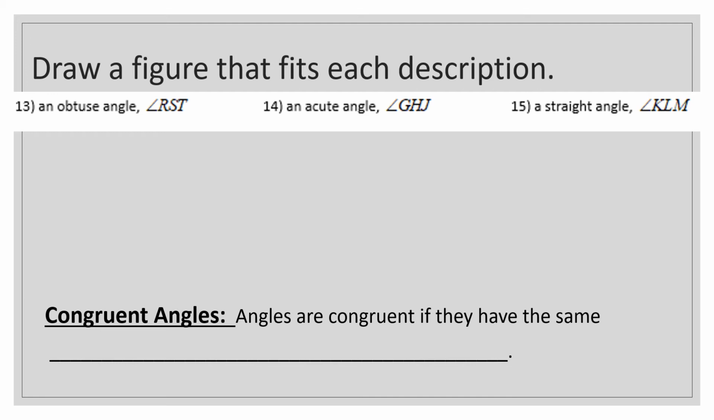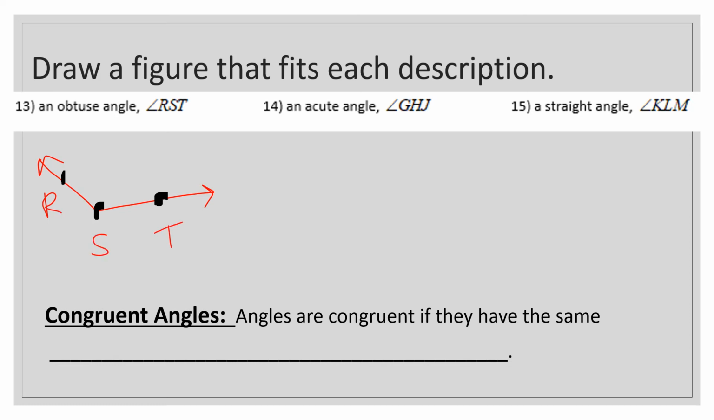Okay, pause it here and draw a figure that fits each description. An obtuse angle is a fat angle. So you have angle, sorry, those dots aren't perfect, but you have angle RST.